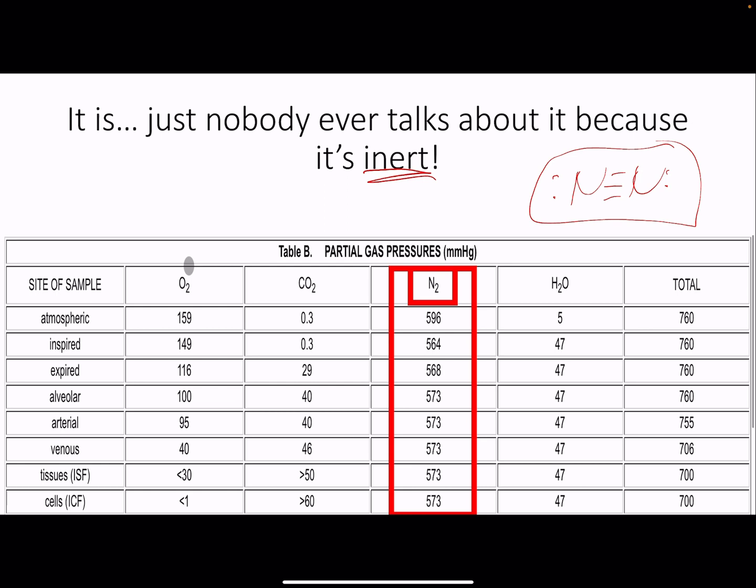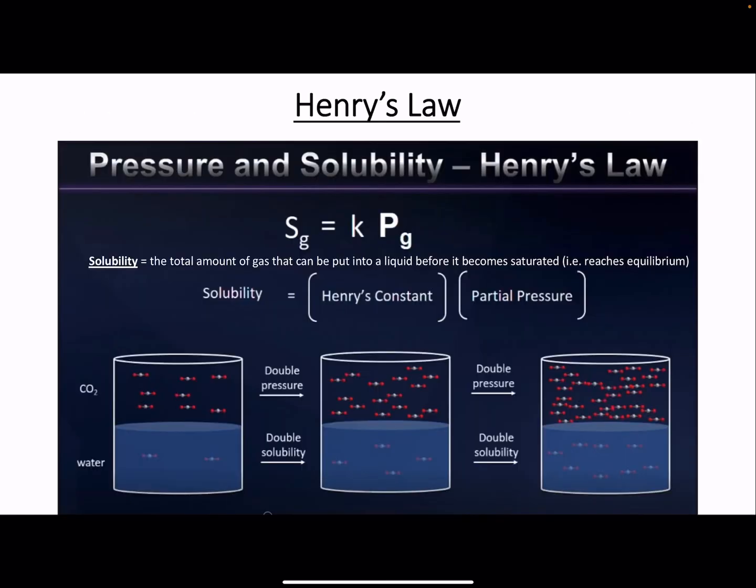It is a great stable, low energy condition. So this is atmospheric, then inspired, alveolar, arterial. Notice we still have a lot of N2. N2 makes its way into our body for sure. It just doesn't do anything.